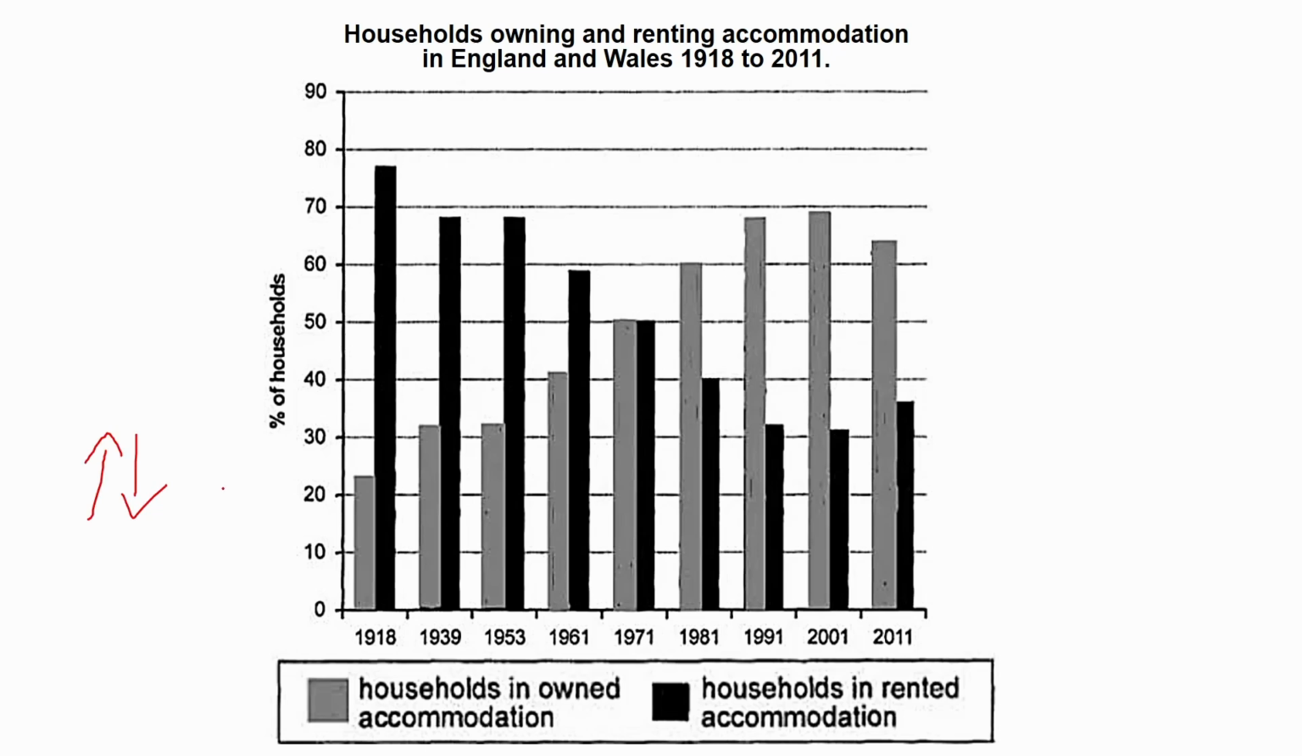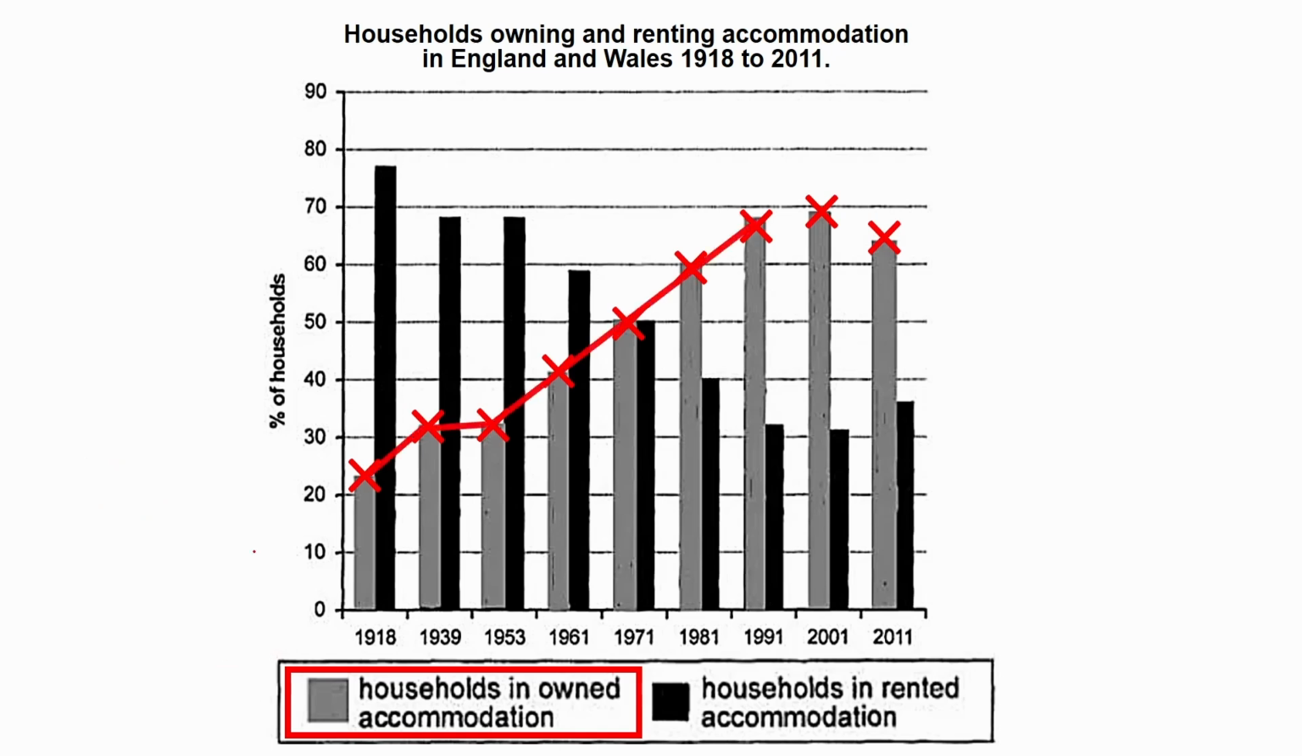Let's begin with households in owned accommodation in gray color. So in 1918, it's around 20, then up in 1939, then the same, 1953, then goes up, again up till 2001, which gets to the highest part, and then goes down in 2011. So at the beginning of the period, it was around 22%. And at the end of the period, it got to around 60%. So it went up over the period. Now, if we connect the dots, you can see this upward trend for the first group.